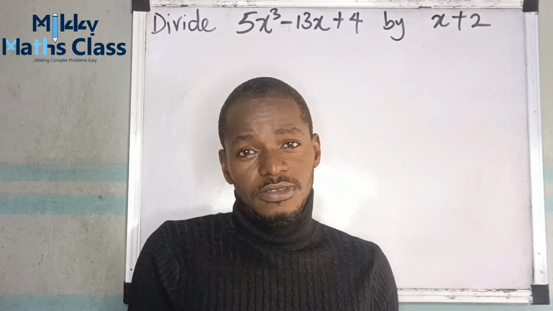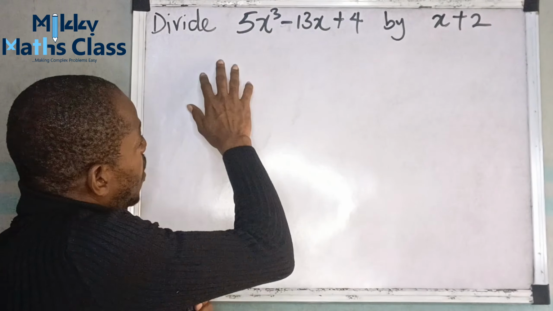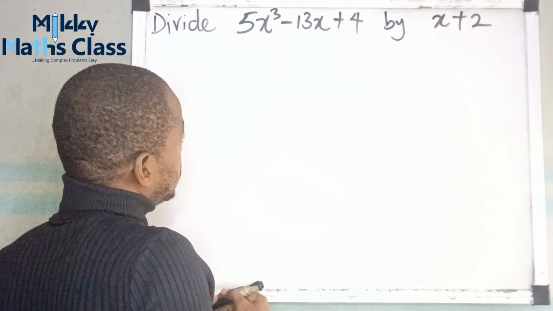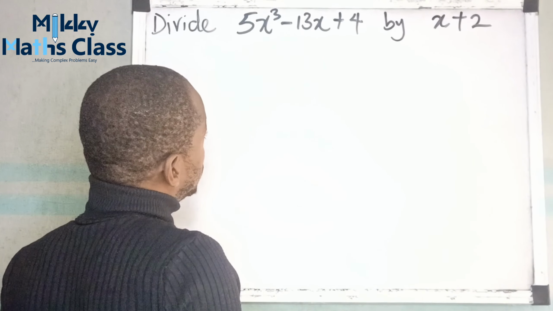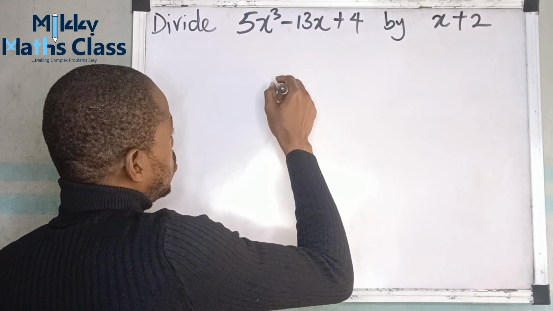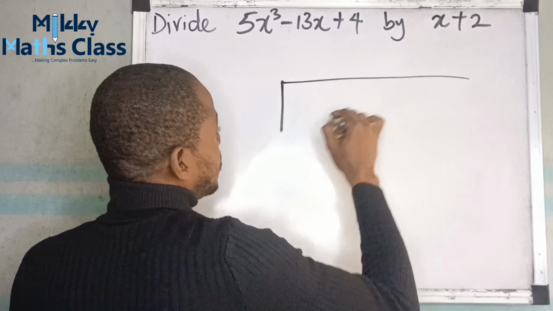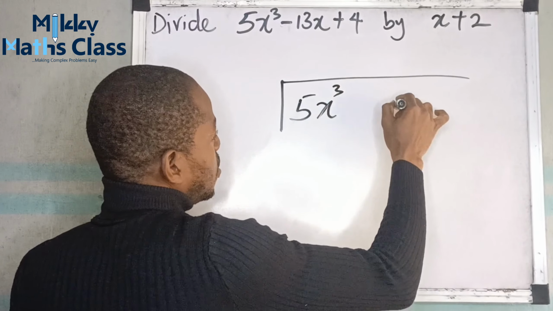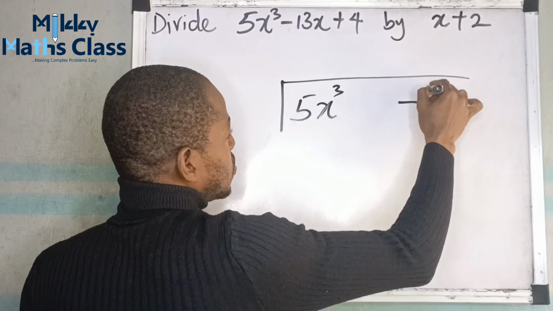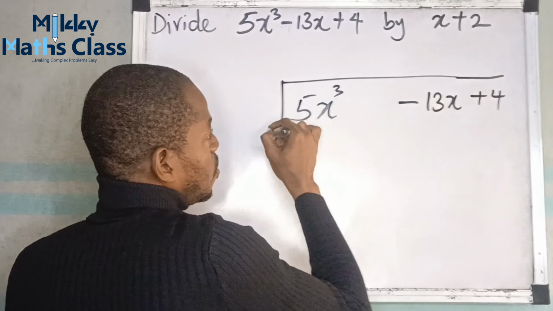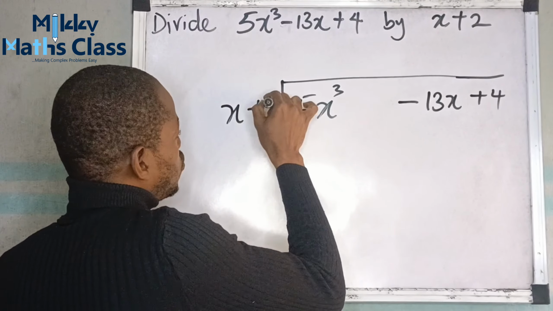All right, let's look at this last example. It says divide 5x to the power of 3 minus 13x plus 4 by x plus 2. So we'll rule our division sign. That's 5x to the power of 3. We have a minus 13x plus 4. We are dividing it by x plus 2.